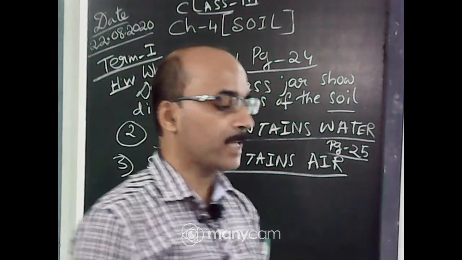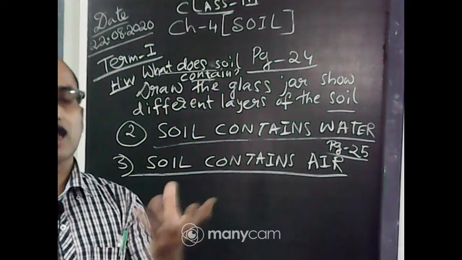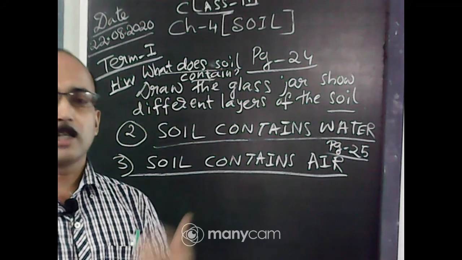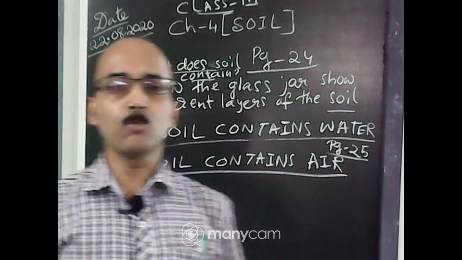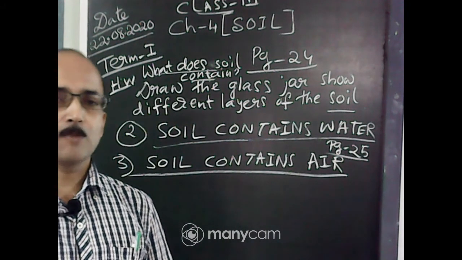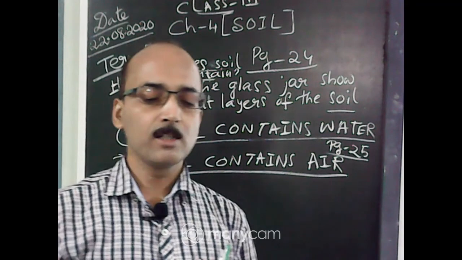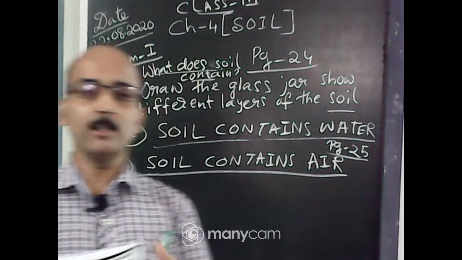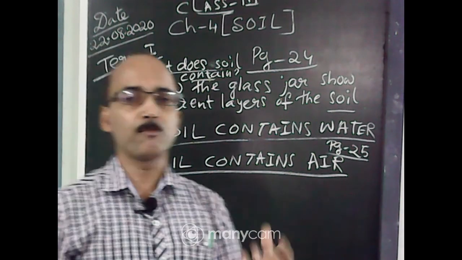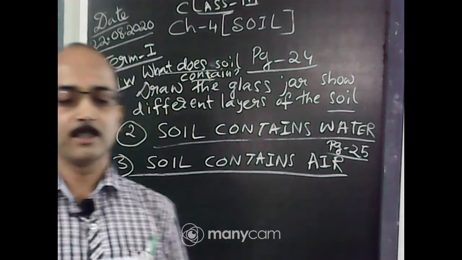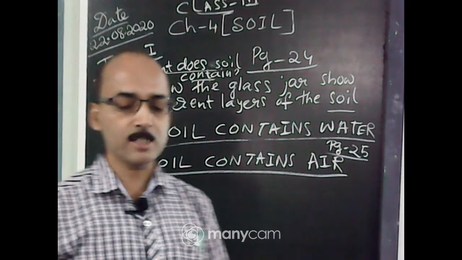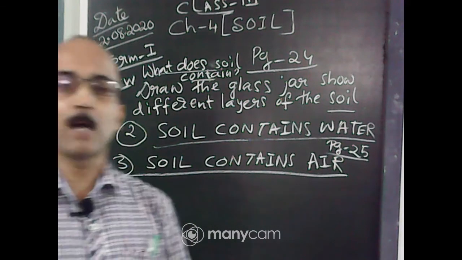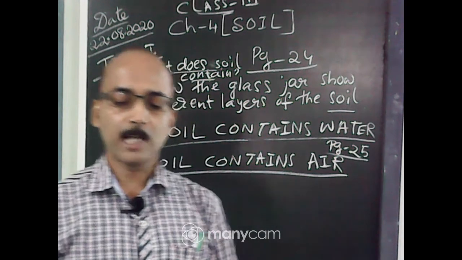So, what you have to do? You have to take some garden soil in a jar, or in a glass, or in a bowl. Then nothing to do, you have to pour some water over the soil. When you pour the water, you will see bubbles forming in the soil. This happens because the trapped air present in the soil escapes as bubbles. This shows that soil contains air.